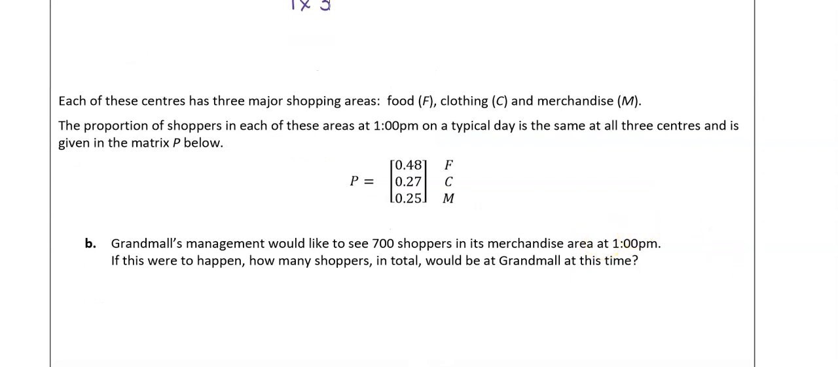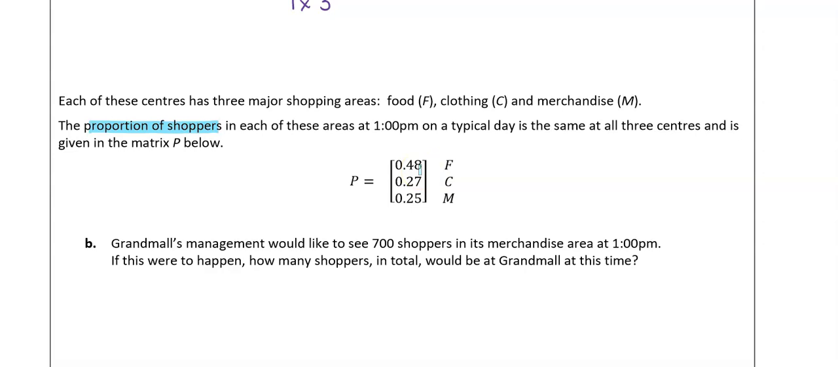Then we're going with some new information. So each of these centres has three major shopping areas: food, clothing and merchandise. The proportion of shoppers in each of these areas at 1 p.m. on a typical day is the same at all three centres and is given as matrix P. So note these are proportions. So 0.48 would be the same as saying 48%.